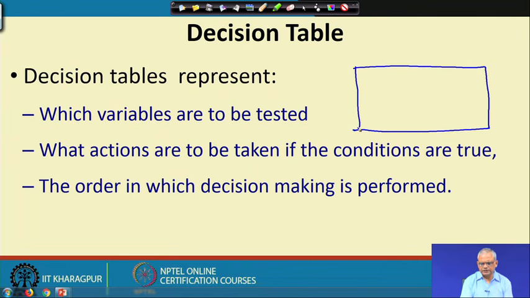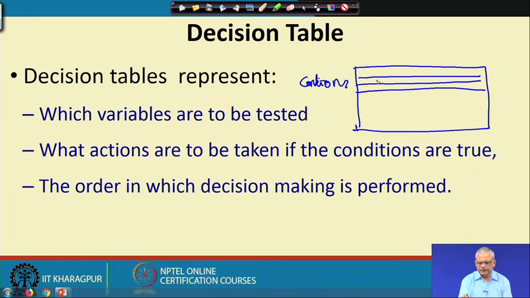as the name says, the decision table is a table and the first few rows actually define the conditions, and here each variable, v1, v2 etcetera, what are the values for that?